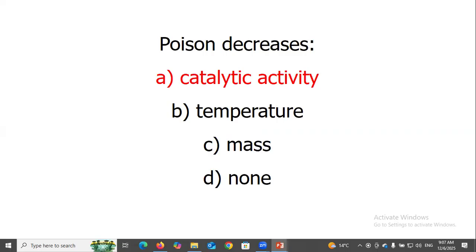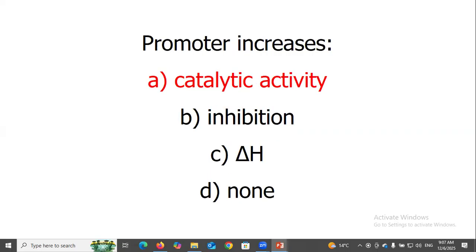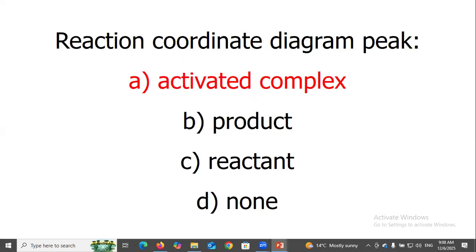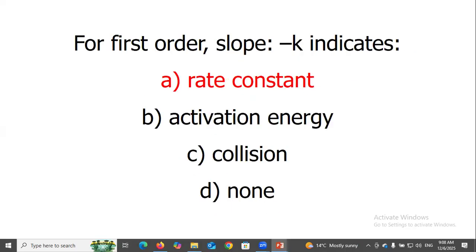Poison decreases catalytic activity, temperature, mass, none. Correct option A, catalytic activity. Promoter increases catalytic activity, inhibition, enthalpy, none. Correct option A, catalytic activity. Log K versus 1 over T gives a straight line, curve, parabola, none. Correct option is option A, straight line. Reaction coordinate diagram peak: activated complex, product, reactant, none. Correct option is option A, activated complex.